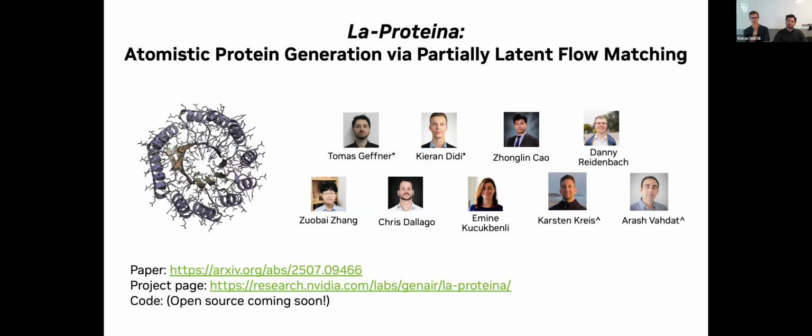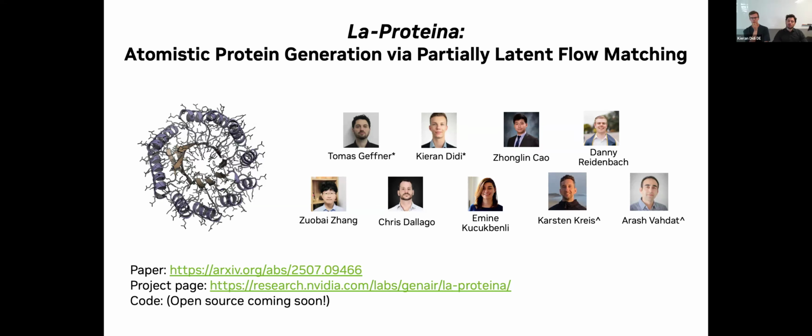We'll start with a very quick summary of the whole thing, and then we'll go into the details. We developed La-Proteina, which is a generative model for atomistic protein generation. We want to produce complete proteins: the sequence, the backbone, and the side chain coordinates, everything. The main contribution is the partially latent representation we use for proteins. Because the sequence is discrete, the side chains are tricky to model because they depend on the amino acid type. We build this partially latent representation to unify everything into a continuous space.